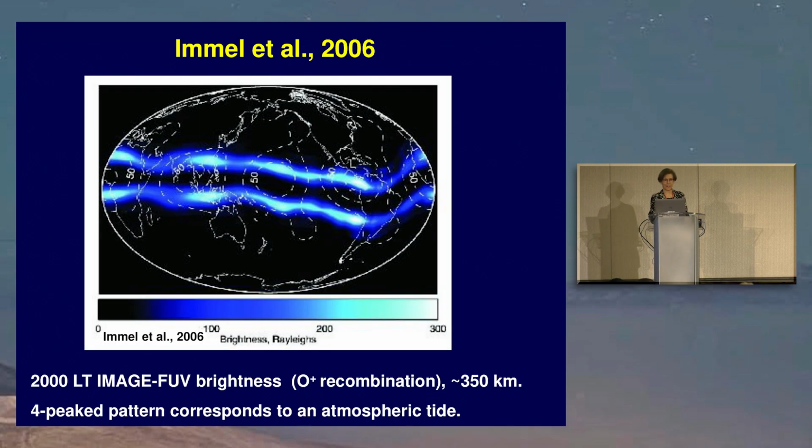So I always like to show this as Exhibit A. No pun intended, but it has truly become an iconic figure of our time. It was first published by Thomas Simmel in 2006, and it shows a kind of wave number 4 pattern embedded in the equatorial ionization anomaly. This is a phenomenon that emanates from about 350 kilometers. This pattern was linked numerically to a four-peaked diurnal tide that originates in tropical large-scale convection.